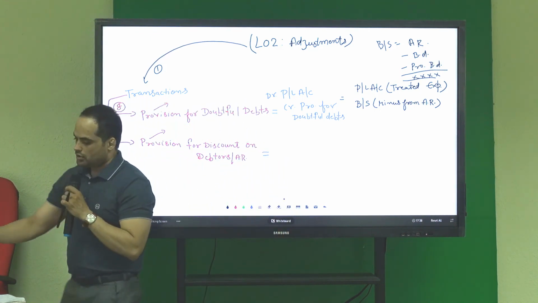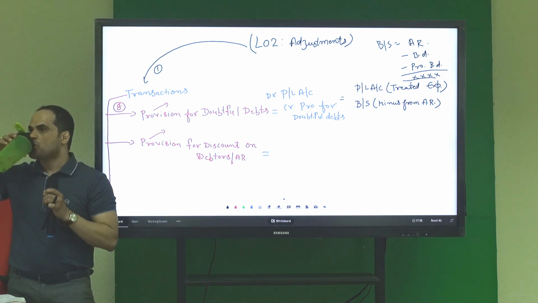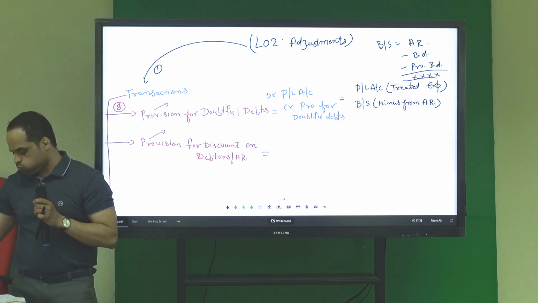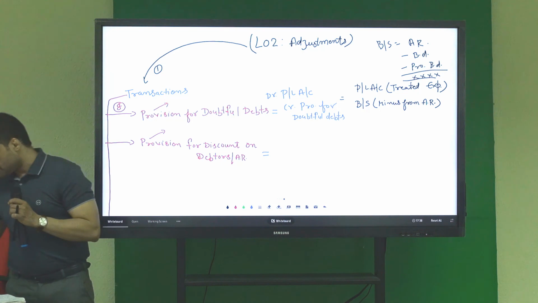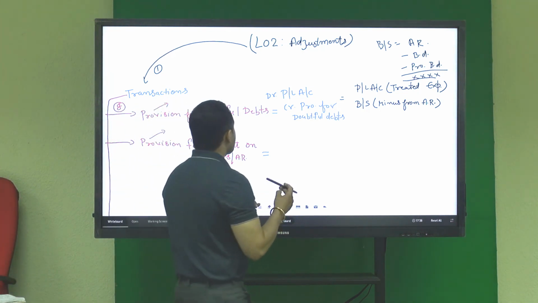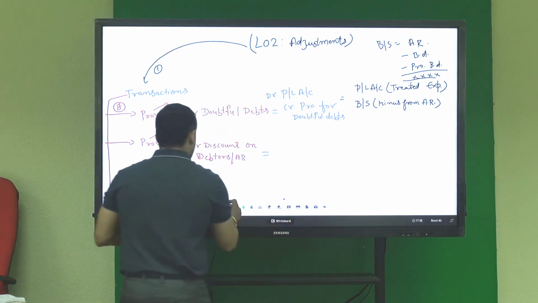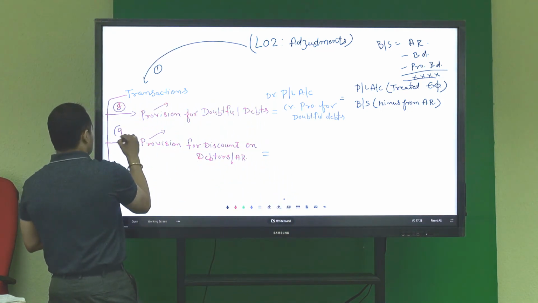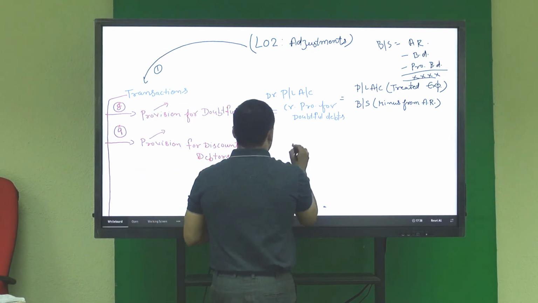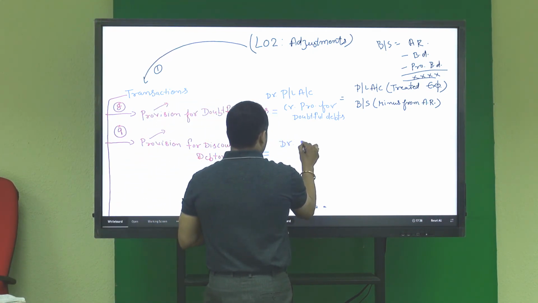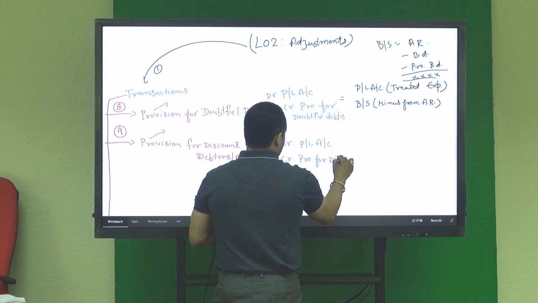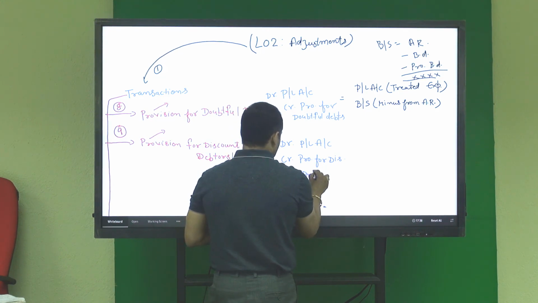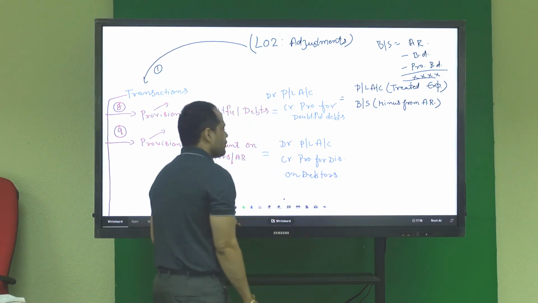So the journal entry will be: debit, profit and loss account; credit, provision for discounts on debtors or accounts receivable.